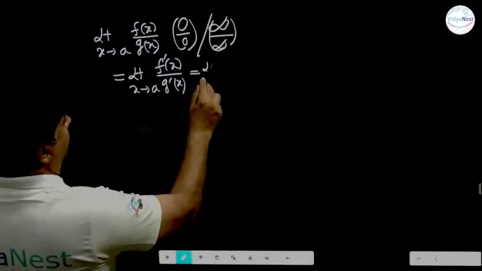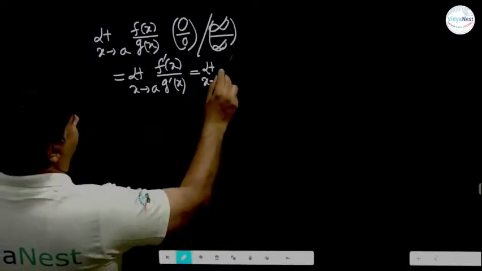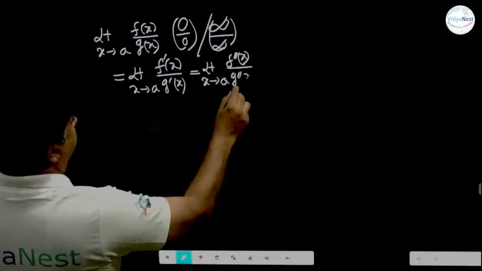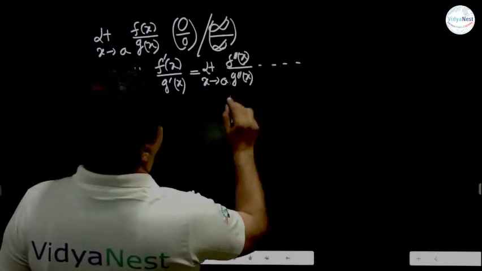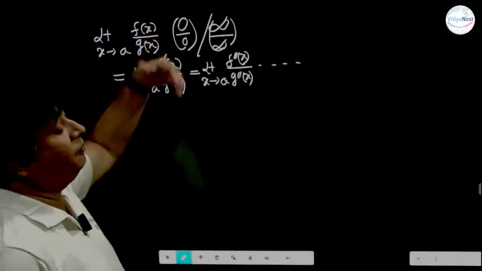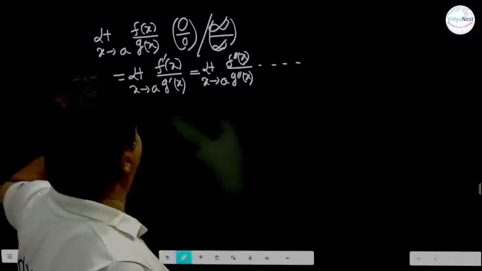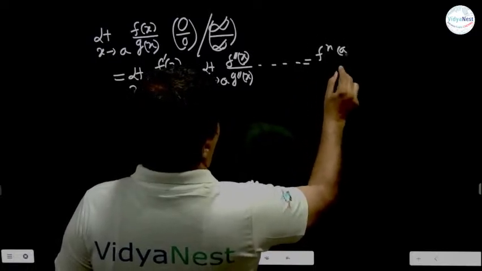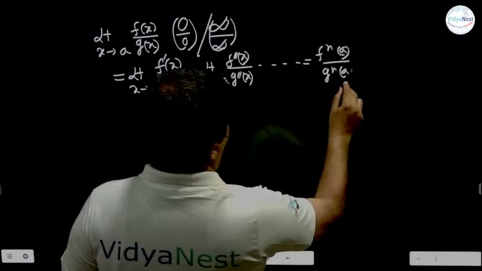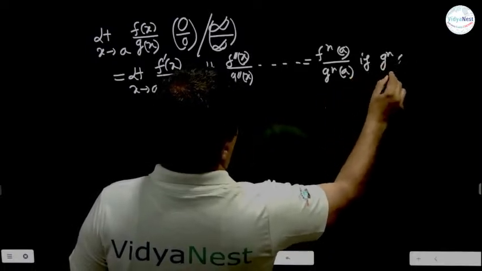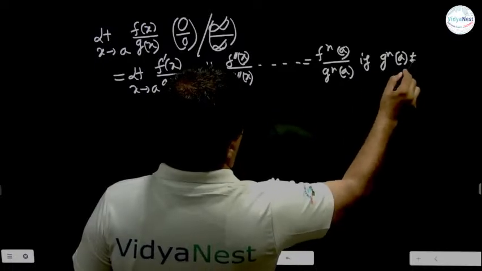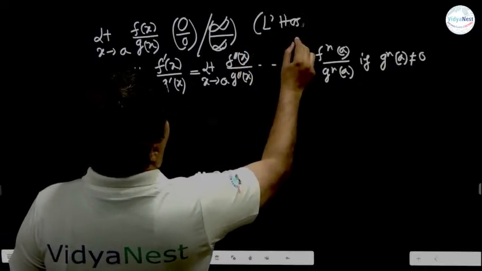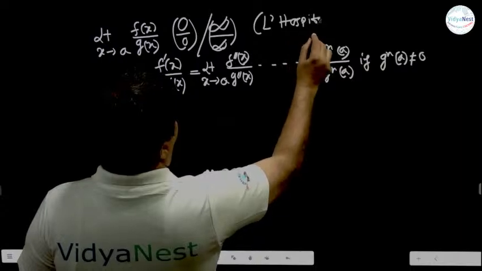How long will we continue the differentiation? Unless and until that 0 by 0 or infinity by infinity or something by 0 form gets removed. N times you can proceed even. You can stop here if derivative of g is not equal to 0. That property we had discussed, L'Hopital's rule.